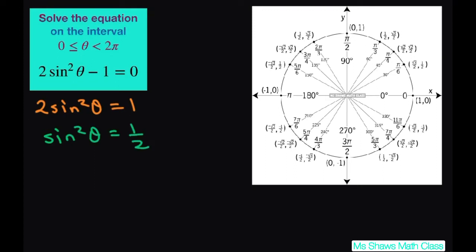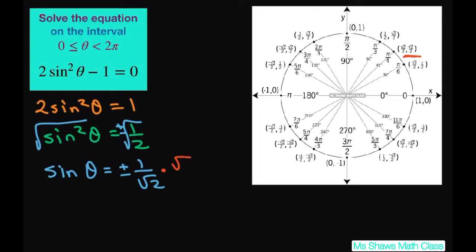And then we have to square root both sides, and plus minus. So that gives you sine of theta equals plus or minus square root of 1 is just 1, square root of 2. Now, my unit circle doesn't have it like that, so I'm just going to rationalize my denominator here. And that's going to give me plus or minus square root of 2 divided by 2.